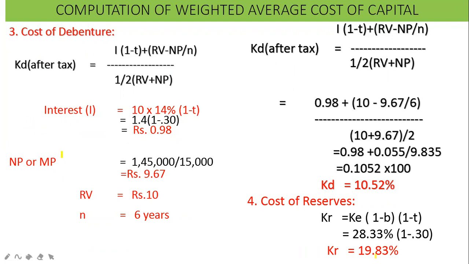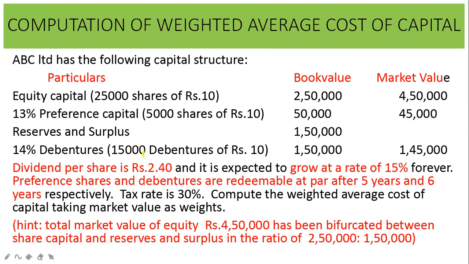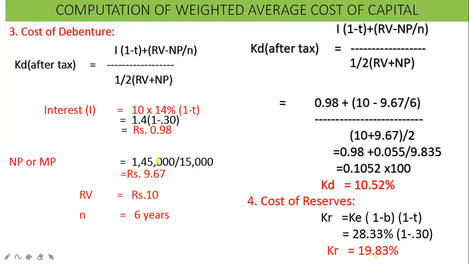Now coming to the market price of one debenture. What is the market value of the whole debentures? 15,000 debentures, 1,45,000. To get the market price of one debenture, the total market value of the debentures is divided by the number of debentures. How much is the number of debentures? 15,000 debentures. So 1,45,000 divided by 15,000, you will get rupees 9.67 as the market value or market price of one debenture.